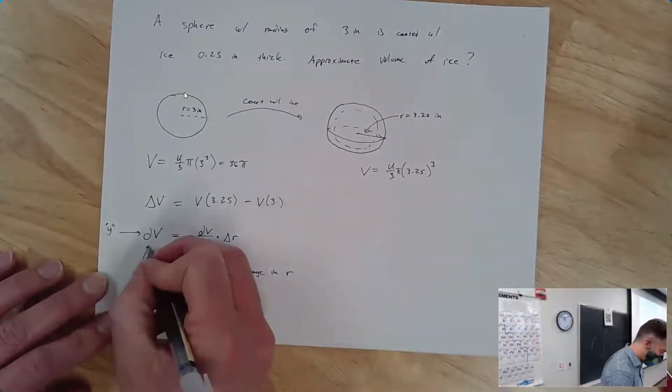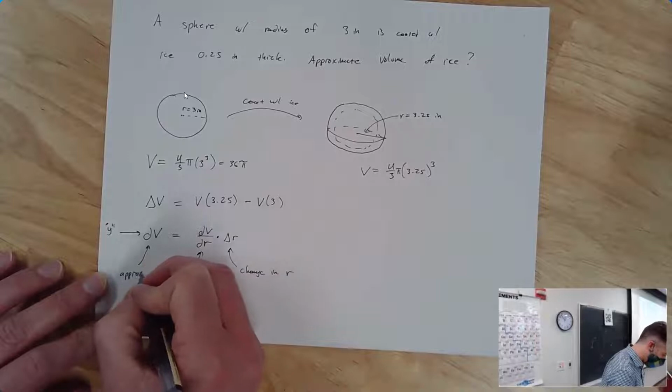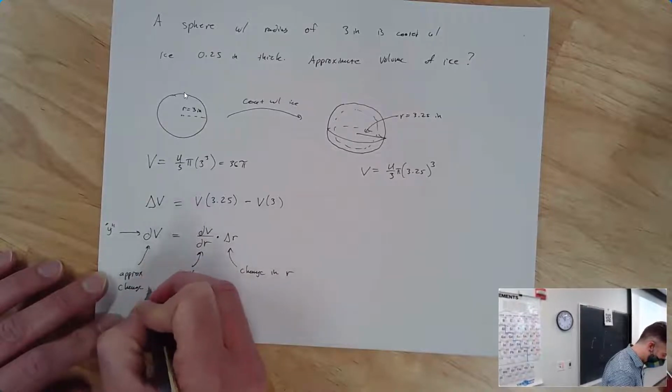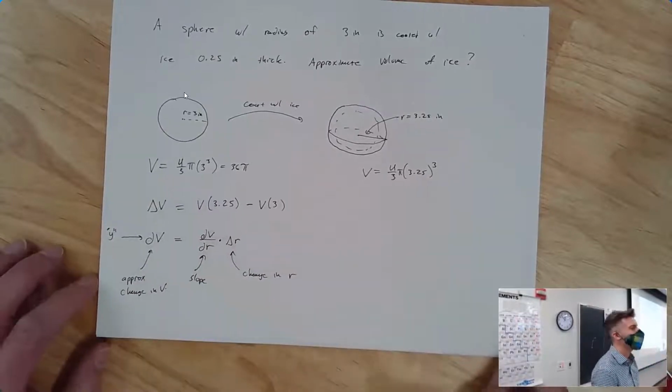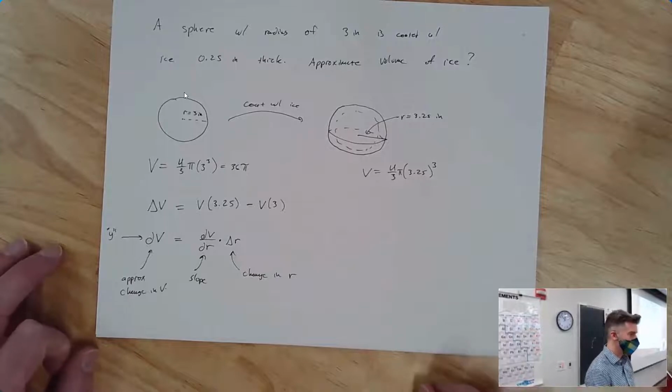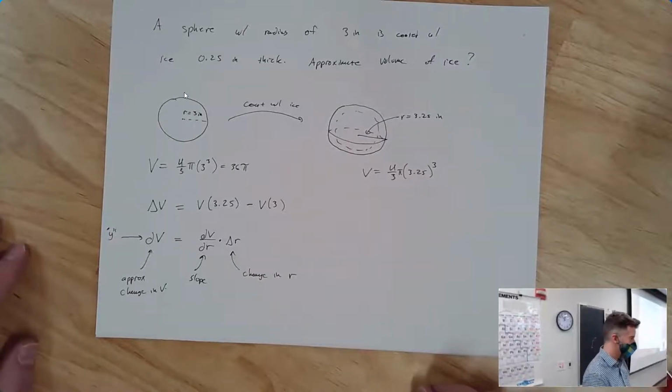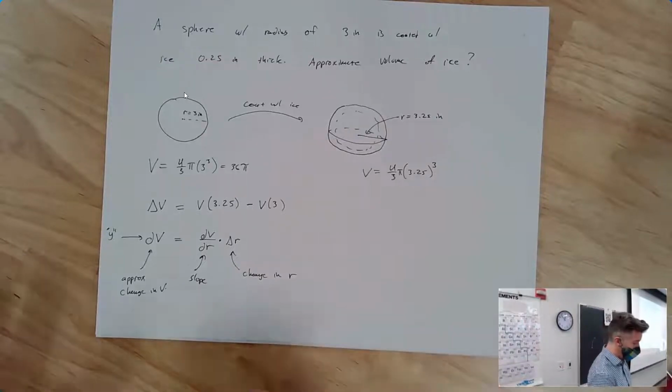So the change in r is our input, right? Like how much our input changes. Exactly. And I assume it would change by 0.25. Correct, to get the difference. Yep. Derivative of the formula? Yeah, exactly. That's what we're going to do.